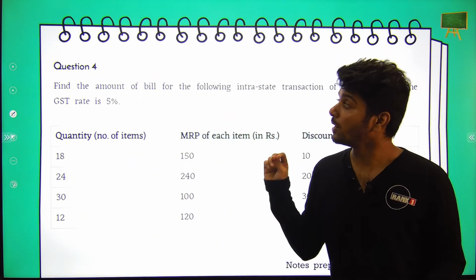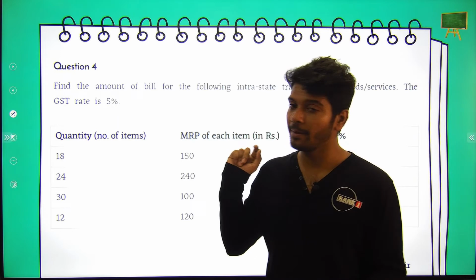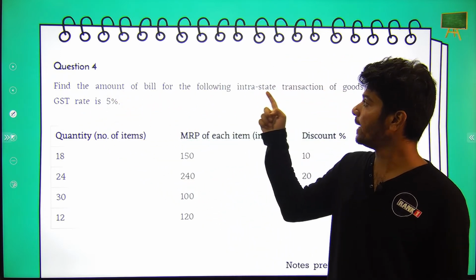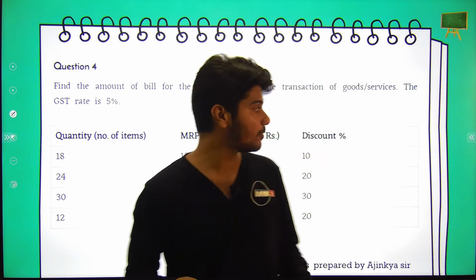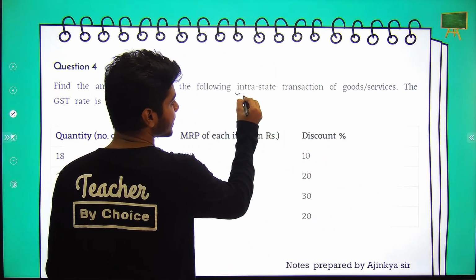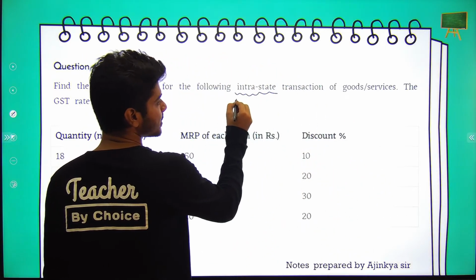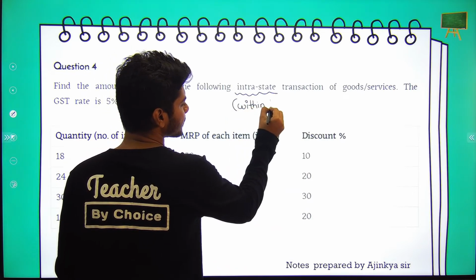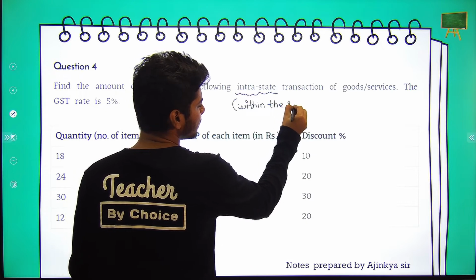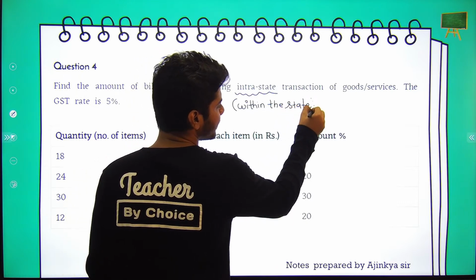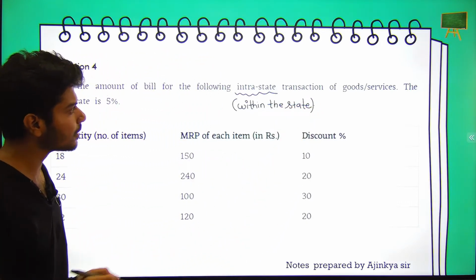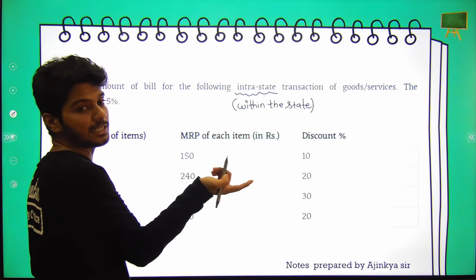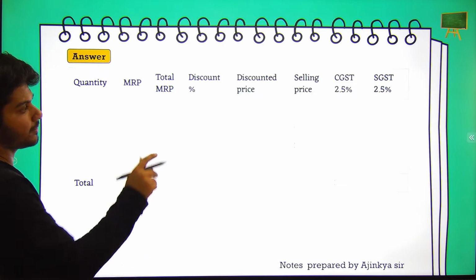All right, chalo. Question number 4, I am reading it for you. Find the amount of the bill for the following intrastate. Your word they have mentioned is intrastate. When we talk about intrastate, it is within the state. So in case of intrastate, we are only calculating CGST and SGST, right?